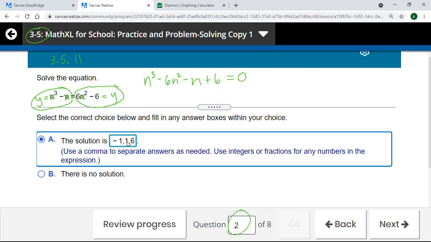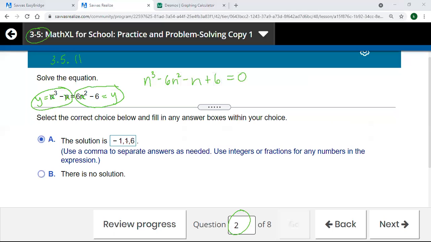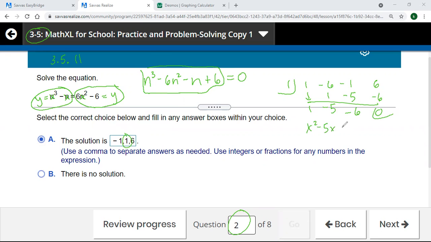Now, the way they were going to have us do this, if we went back to this original problem and let's say we took the 1 out of there. I know I've got the 1. If I divide that out of here, remember synthetic, we have our 1, -6, -1, and 6. So I bring the 1 down, multiply, add down, multiply, add down, multiply. So then we would have our remainder, and we'd have x squared minus 5x minus 6.